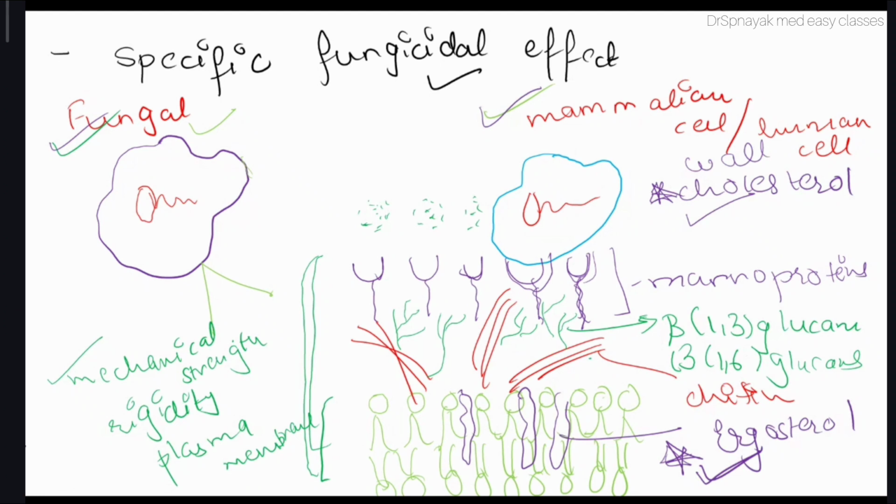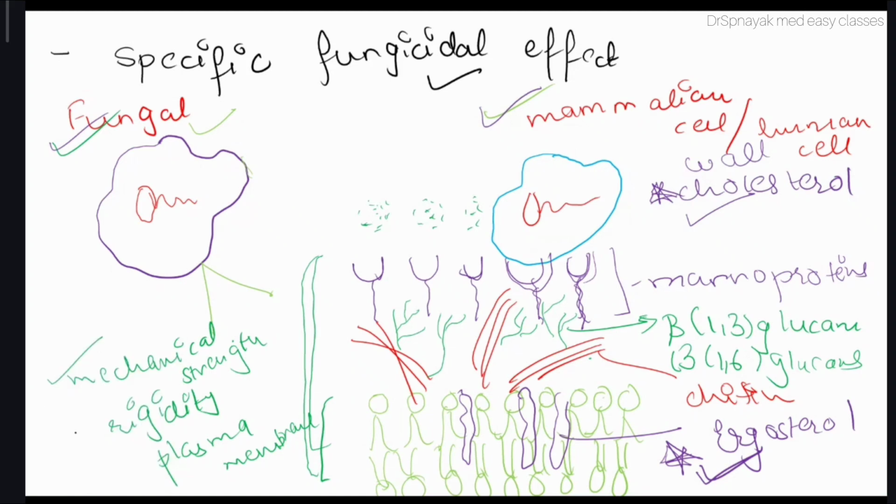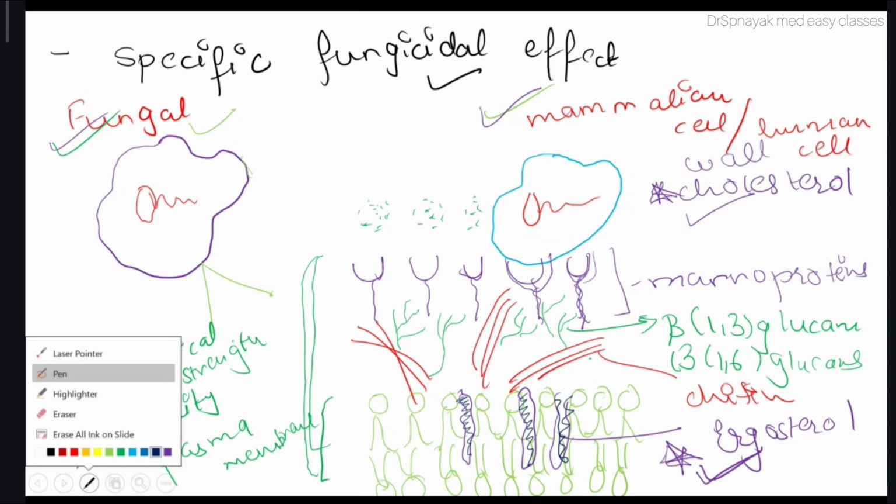Now, what does amphotericin do? This amphotericin will bind to this ergosterol, which is a sterol present in the fungal cell membrane. As discussed, there are two components of amphotericin B. For example, this is the lipophilic segment, and this is the hydrophilic segment.